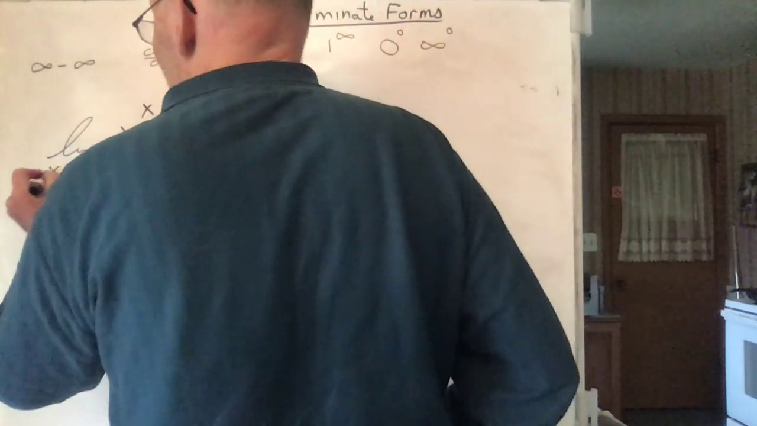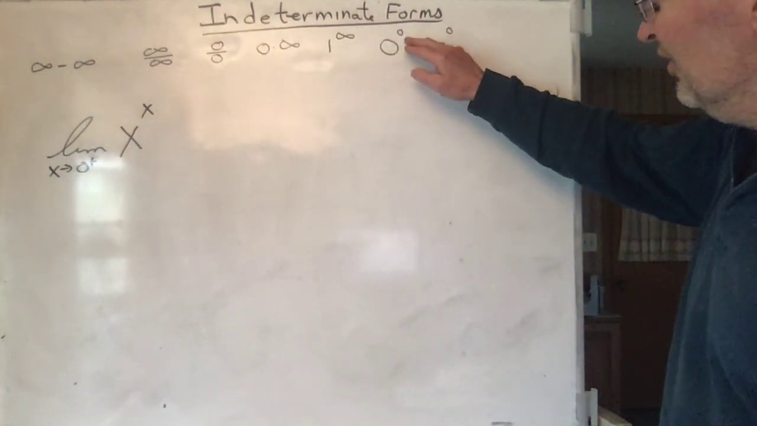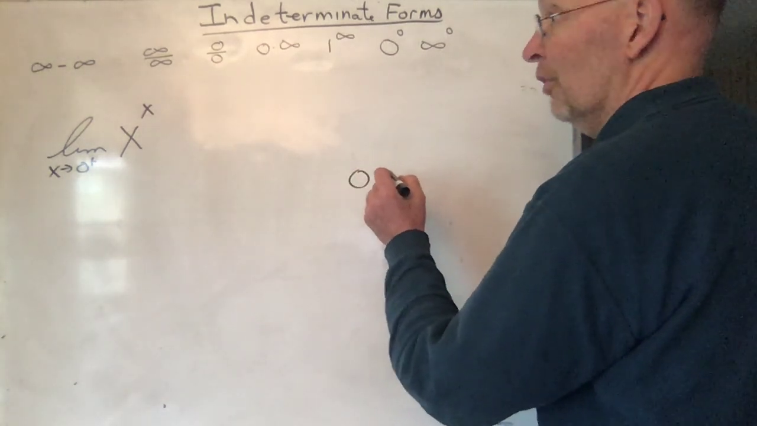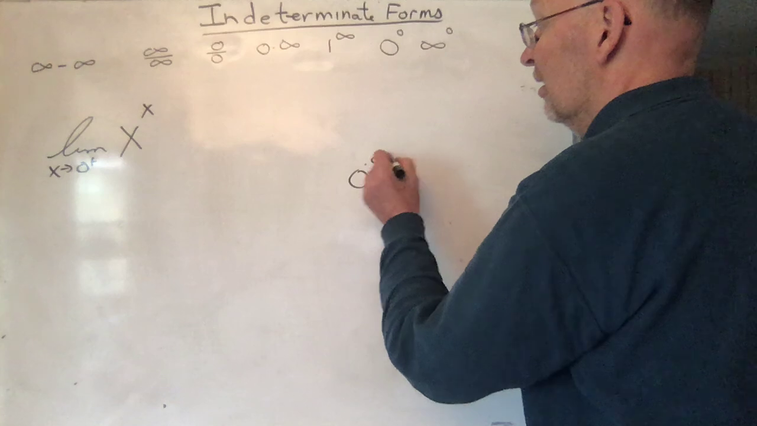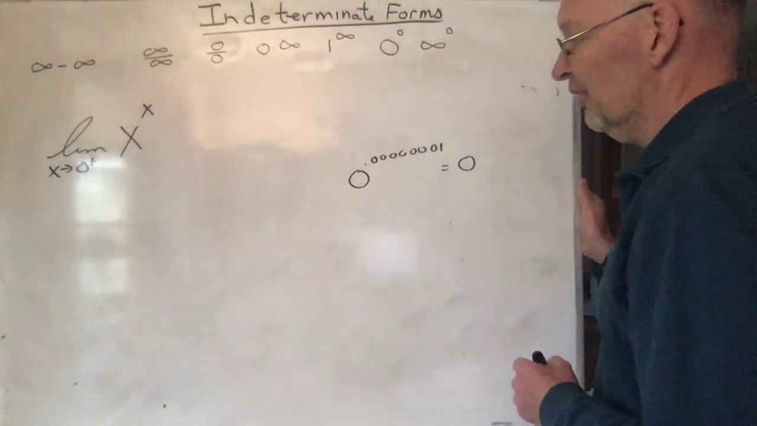There's the most straightforward one, I guess. Let's just take x to the x power. Why is this an indeterminate form? Think about it. 0 to any number, no matter how small it is, 0 to any power is equal to 0.